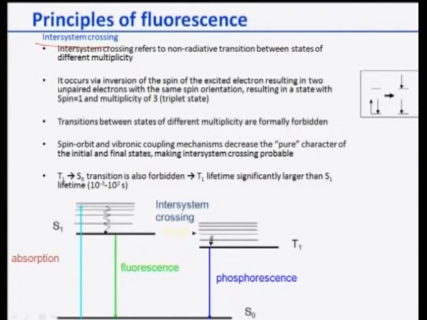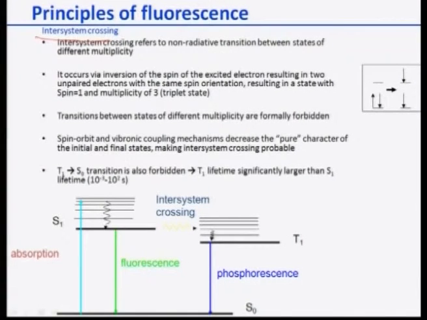Well, then let me discuss more about intersystem crossing, which is the main reason for phosphorescence. Intersystem crossing refers to non-radiative transitions between states of different multiplicity. For phosphorescence you need to have a triplet state, and that requires intersystem crossing. It occurs via inversion of the spin of the excited electron, resulting in two unpaired electrons with the same spin orientation, and this leads to states with a spin equal to 1 and multiplicity equal to 3, that is, 1, 2, 3.